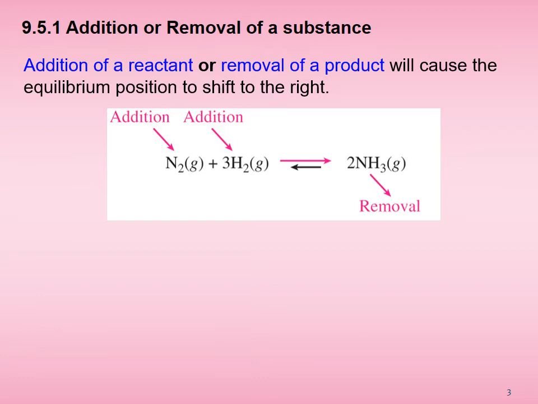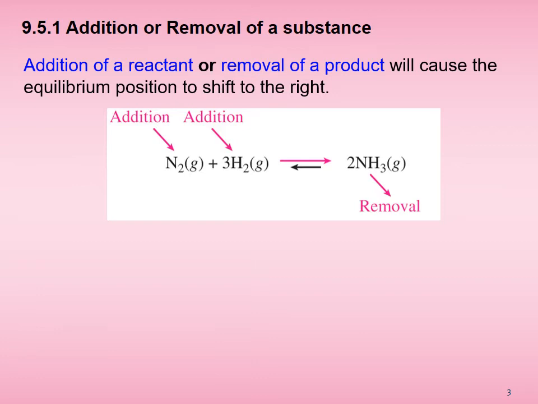Another way to stress the system is to remove the product ammonia. The change is to minus ammonia. The system is unhappy as it misses the ammonia molecules that used to be around. It will think to itself, "Where has my ammonia gone?"